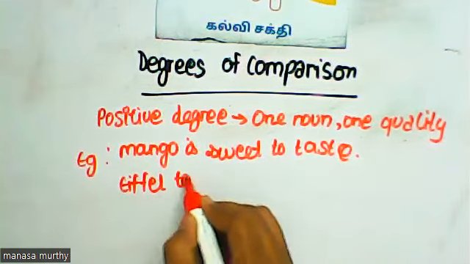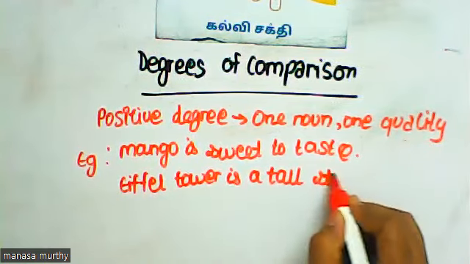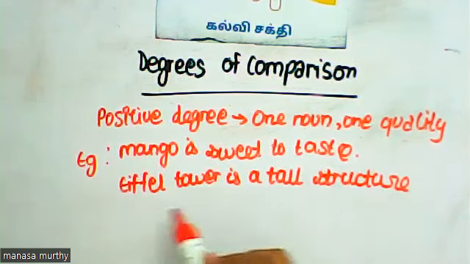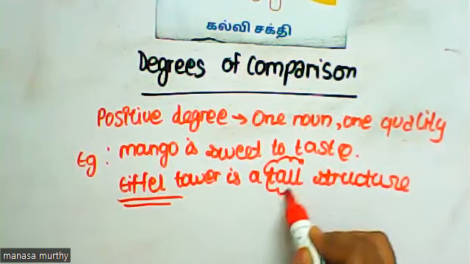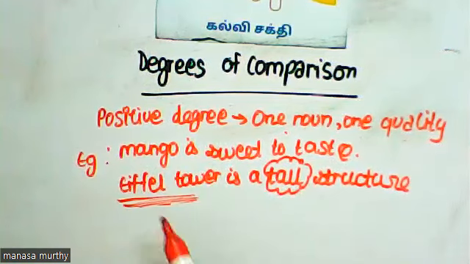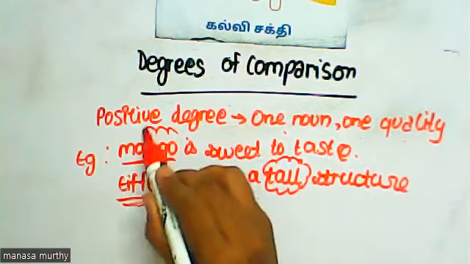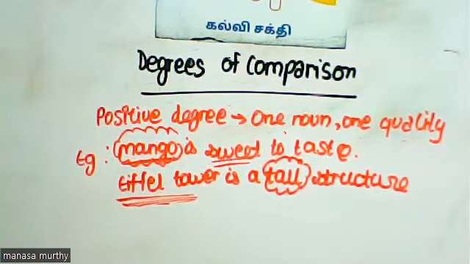The Eiffel Tower is a tall structure. So the quality of only the Eiffel Tower is being described. So how is this Eiffel Tower? It is tall. The quality of one noun, the Eiffel Tower. Mango is sweet to taste. I am talking only about one fruit, one noun. And how is it? It is sweet to taste. So this is the positive degree.